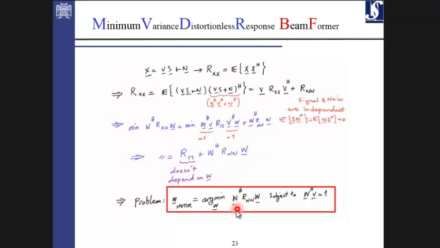We replace that and the problem changes to W Hermitian covariance of the noise W, subject to the constraint that we have. So instead of going to the X, we are now trying to minimize the variance of the noise in the microphones subject to the constraint. Now the problem becomes a bit simpler. It's becoming even more simple.